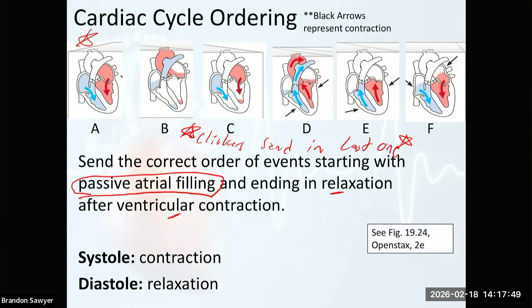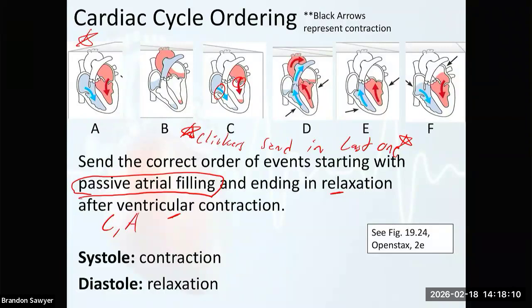Okay. So let's just do it this way. So we got C. In C, we can see that the AV valves are open, right? Blood is passing from the atria down into the ventricles. Okay. Then what's next after that? A. A is next. Good. So we got A.